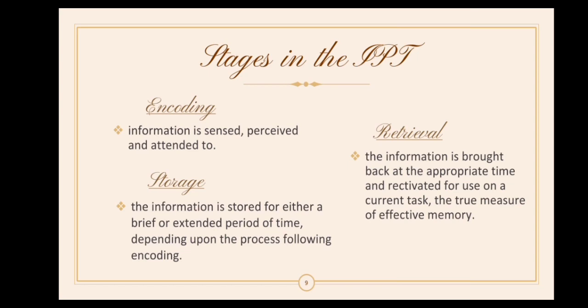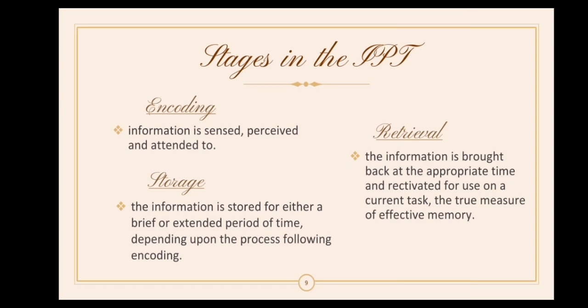In storage, the information is stored for either a brief or extended period of time depending upon the process following encoding. Once the information has been encoded, we have to retain it, so our brains take the encoded information and place it in a storage area. Storage is the creation of a permanent record of information. In order for a memory to go to storage, it must pass through distinct stages like sensory memory, short-term memory, and long-term memory. Retrieval refers to getting information out of storage.